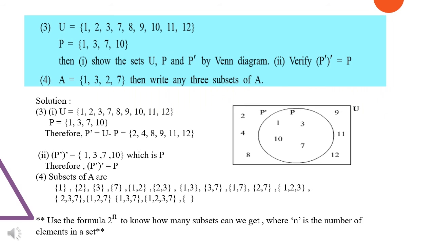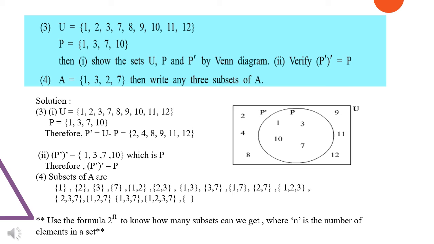Let us move further with question 3. They have given us universal set here. They have given us P set over here. They have told us show that the set U, P and complement of P by Venn diagram. So first write what is given, and then to find P complement, we know that universal set minus set P will give me P complement.